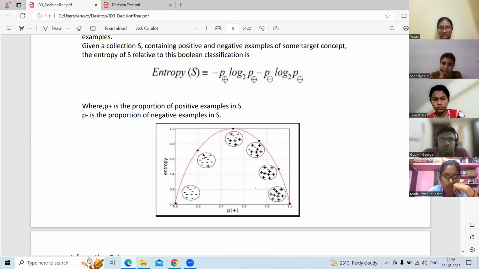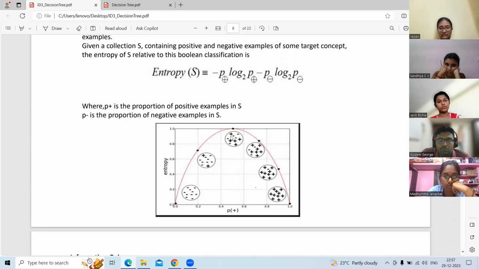Now I'm taking you through the entire graph. Here there are two positives and the others are negative: 1, 2, 3, 4, 5, 6, 7, 8. So this is the place where we have the entropy somewhere close to 0.7.